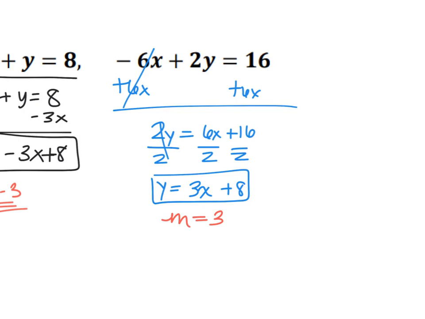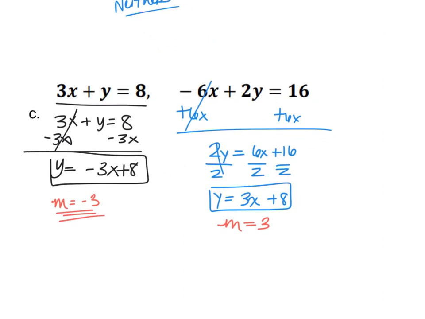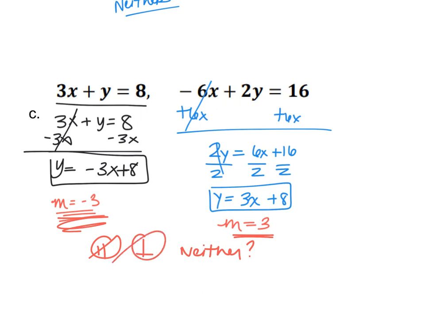Now when I compare these two equations, I have a slope of -3 and a slope of +3. So I have to ask myself, are they parallel, perpendicular, or neither? Well, if they were parallel, both slopes would be the same, either -3 or +3. They're not the same, so it can't be parallel. If they were perpendicular, they would be negative reciprocals. They are not negative reciprocals. So, in this case, it is neither.